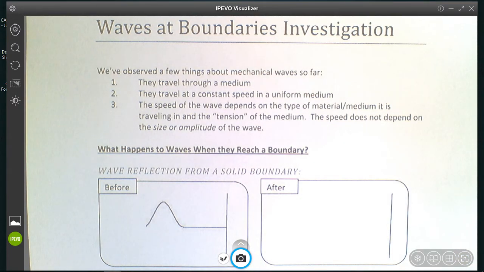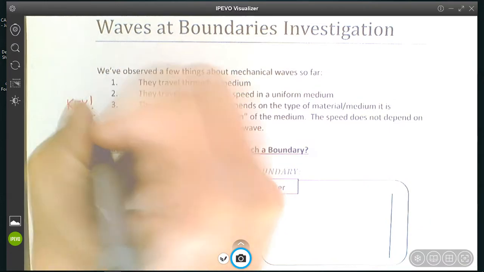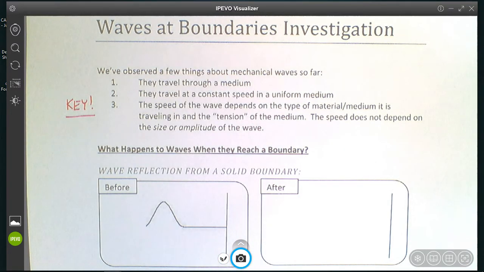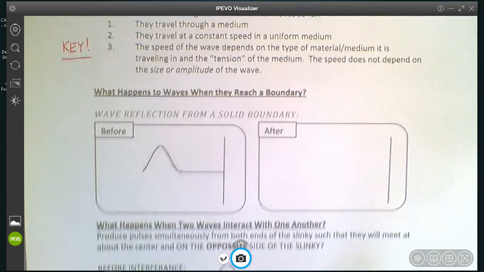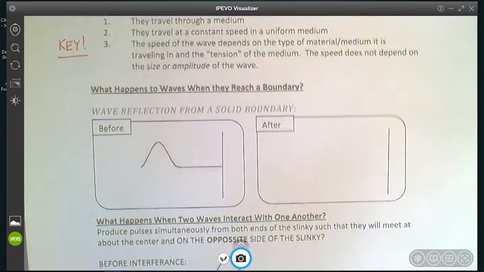So those are some key points, right? You're definitely going to want to make sure that you understand those three key points. And again, that was all explained in the last tutorial. Okay, now, what did you learn about?